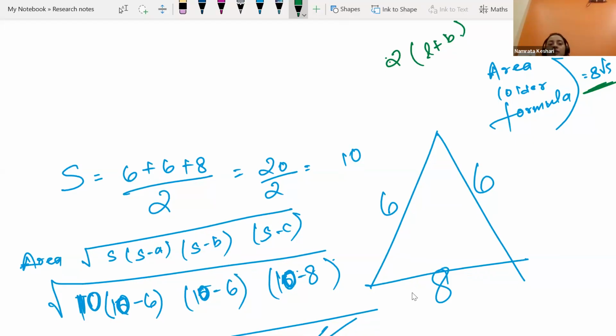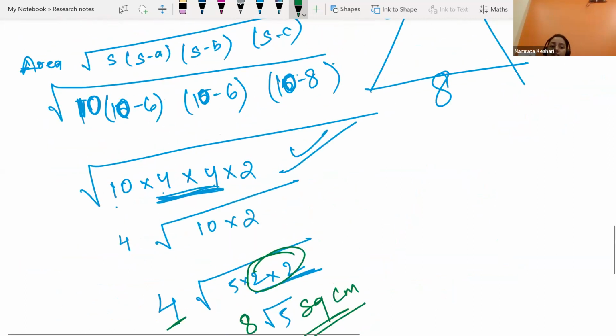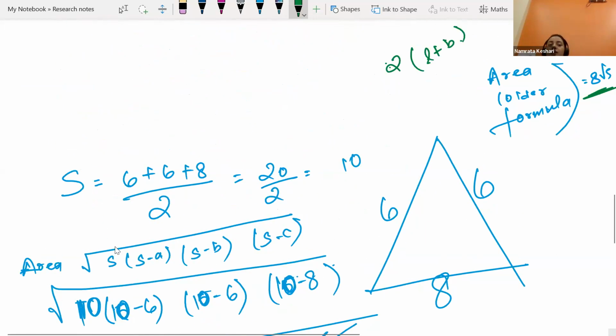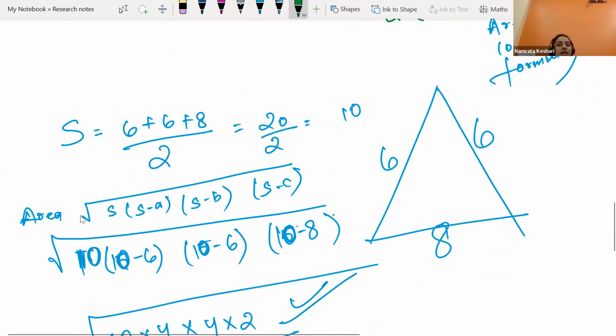So from now onward in this chapter, we will be using Heron's formula for finding the area: root of S, S minus A, S minus B, S minus C. Why will we be using this formula? Because in all the questions, all three sides will be given. And every time we will be doing the same thing, finding the area.